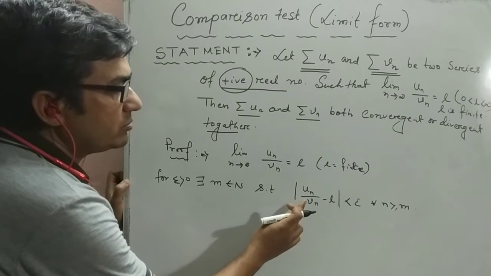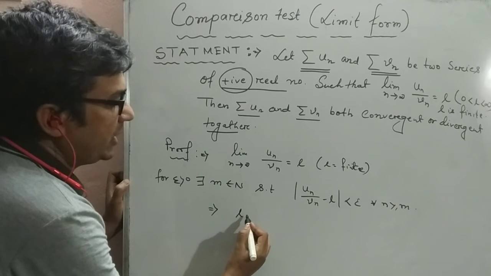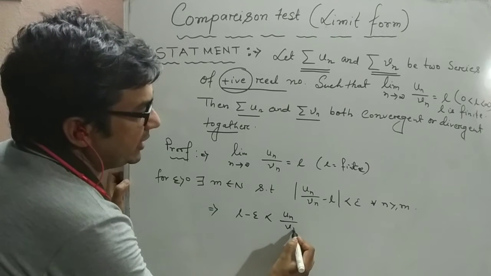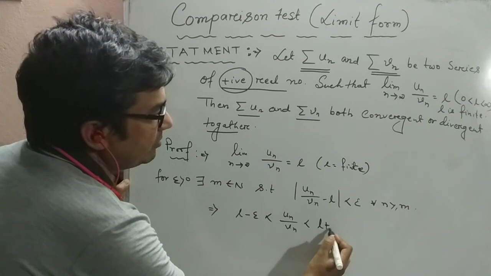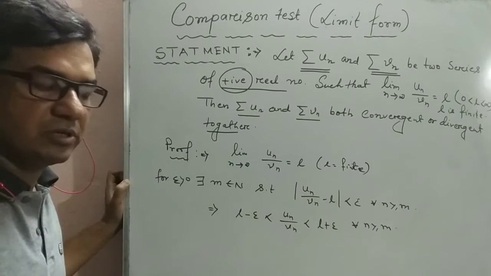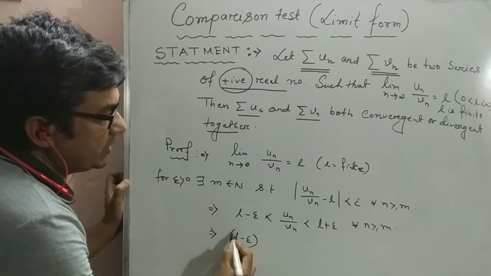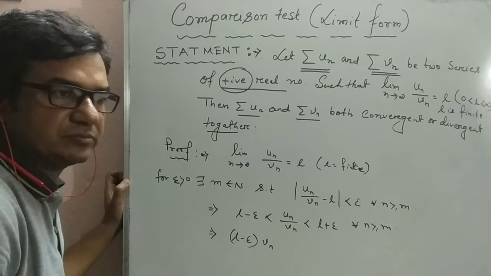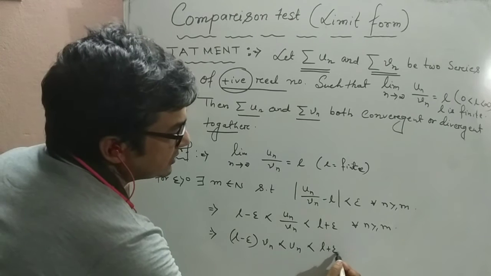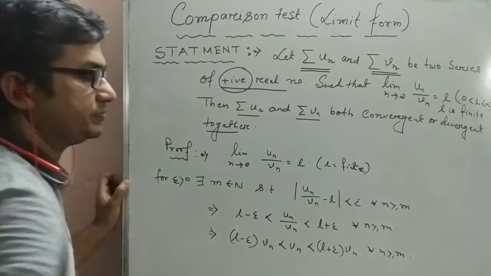And from this result we get L minus epsilon less than un by vn less than L plus epsilon for all n greater than or equal to m. Now, L minus epsilon into vn less than un less than L plus epsilon into vn for all n greater than or equal to m. Okay.